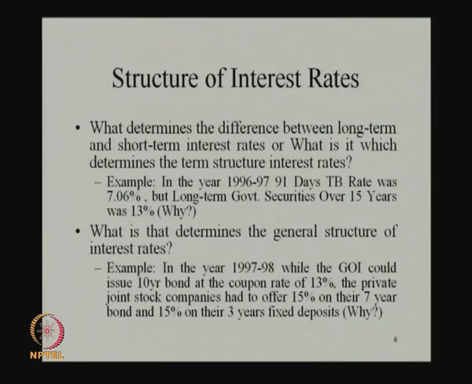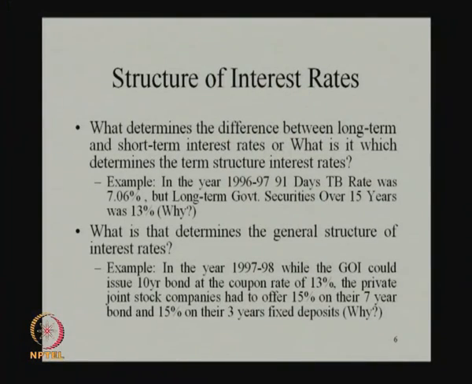You just see the example: in the year 1996-97, the 91 days treasury bill rate was 7.06%, but the long term government securities over 15 years was 13%. Why? If you ask this question why, the answer will be explained by the term structure theory. That is the concept of the term structure of interest rates. That means, why is the interest rate for a short term asset or short term bond different from the long term bond. This is the fundamental theoretical philosophy this term structure theory was trying to explain.